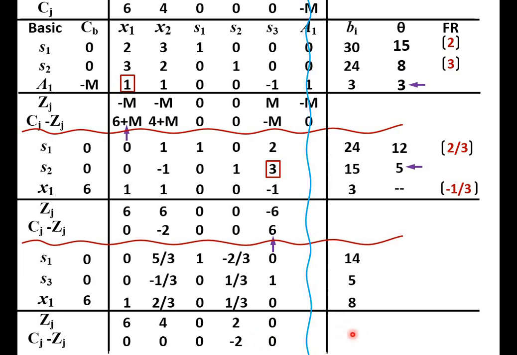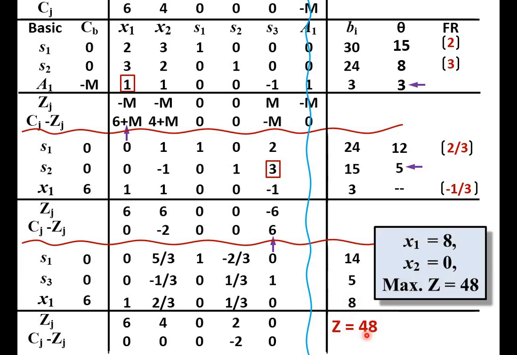So now I can find the final value of Z, and that is very simple. 0 into 14 plus 0 into 5 plus 6 into 8. So I can write over here maximum value of Z is equal to 48, and your answer, basic variable, that is equal to Bi, means S1 is equal to 14, S3 is equal to 5, X1 is equal to 8. But you know that S1 and S3 are actually the dummy product. But X1 is your decision variable, so X1 is equal to 8.